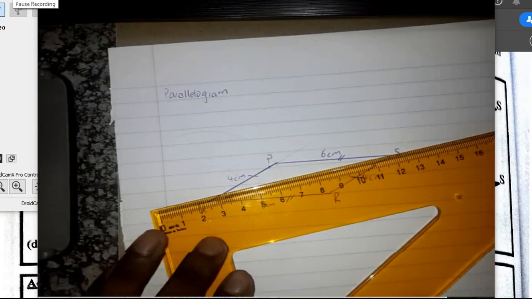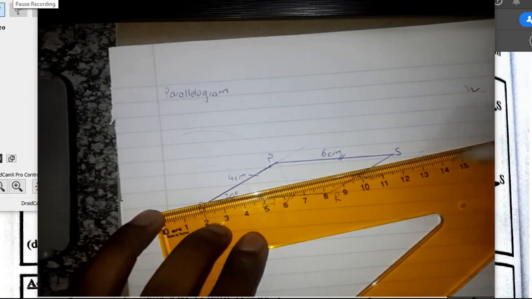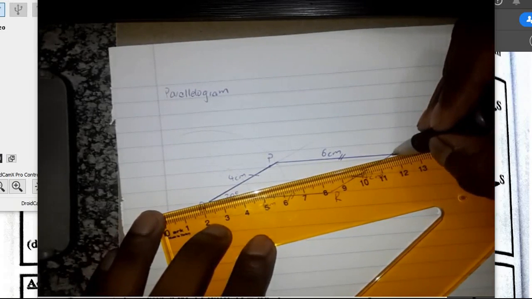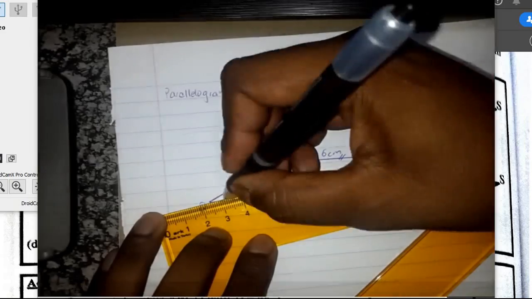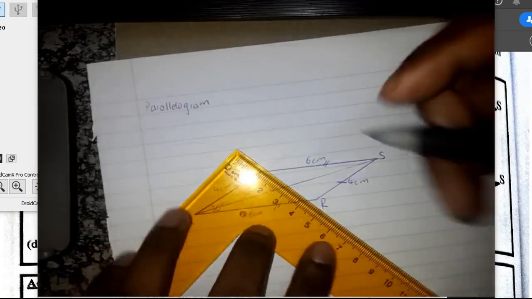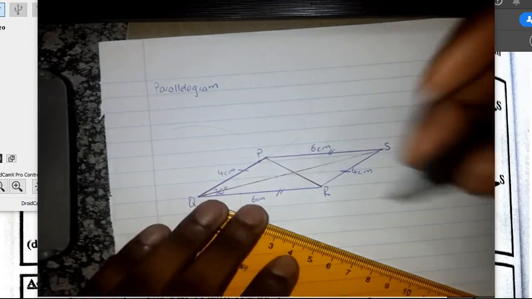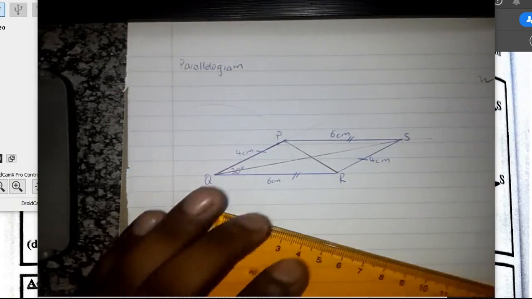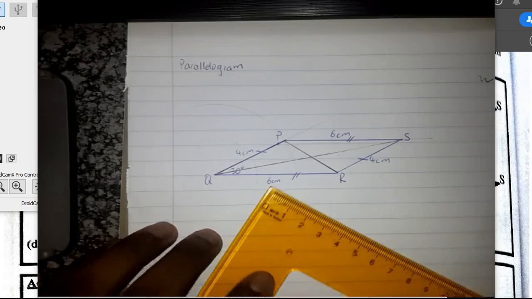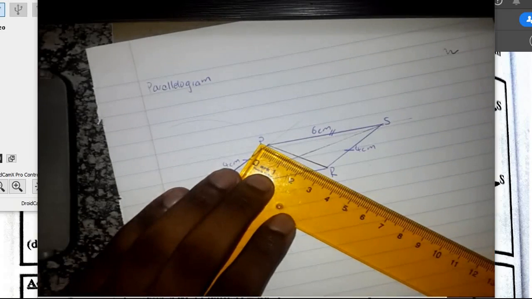Okay, we got a different color pen. It's working. Alright, then we can be drawing in our diagonals. Draw that diagonal there. Show this diagonal here. Alright. So when you're gonna measure, let's measure.